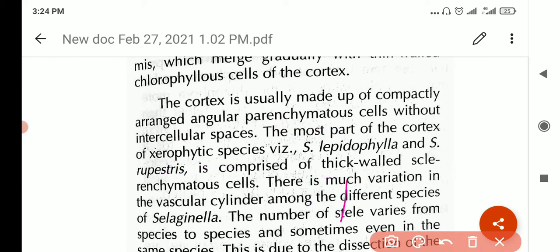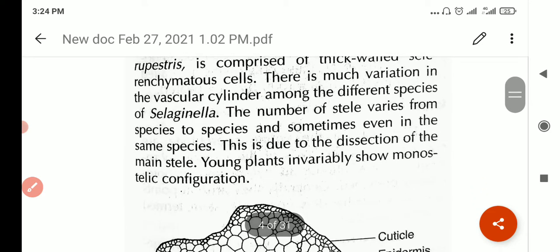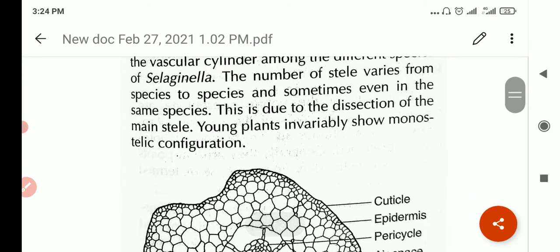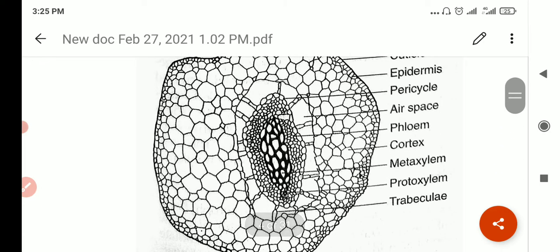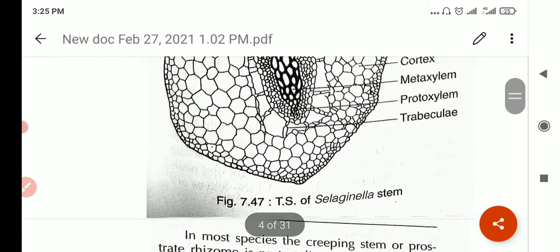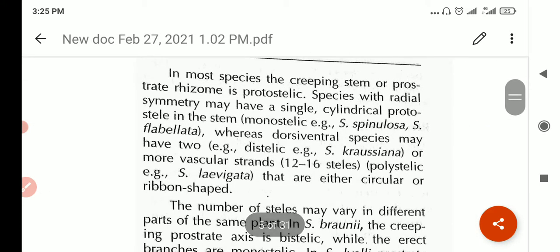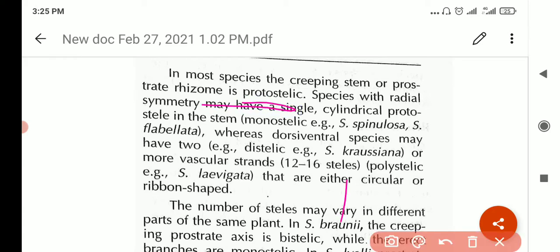Then the number of stelae varies from species to species and even in the same species, okay. So the one that we showed, this one, the stelae can be more than one, okay. The one that we showed has only one. Okay. So the one that is creeping on the floor, the rhizome, has only one stele. It is protostelic. All right. So it means they have a single cylindrical protostele. Okay. Whereas the flat one may have two or more vascular strands.